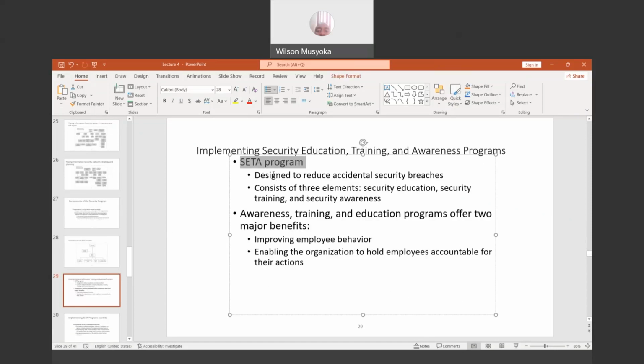It is designed to reduce accidental security breaches. It consists of three elements: security education, security training, and security awareness. So, why do we need it? One is to improve employee behavior in terms of security, and also enable the organization to hold employees accountable for their actions. If you don't have a policy, when there is a security breach, you will not be able to accuse somebody of misbehaving or not following policy. So that is why you need it.